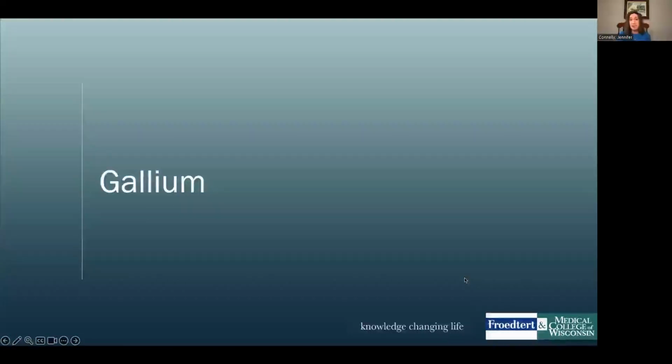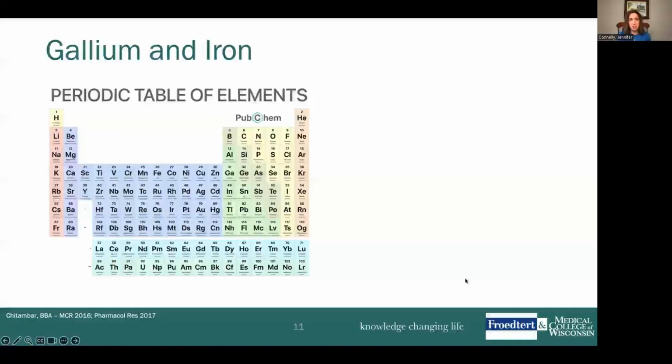So that takes us to gallium. So why are we really interested in gallium? What makes us intrigued? Well, that takes us back to the periodic table. So to show you where iron is located, it's located here, and gallium is just down the row. And so if you recall, elements in the same row share similar physical properties. So gallium and iron are similar in physical shape.